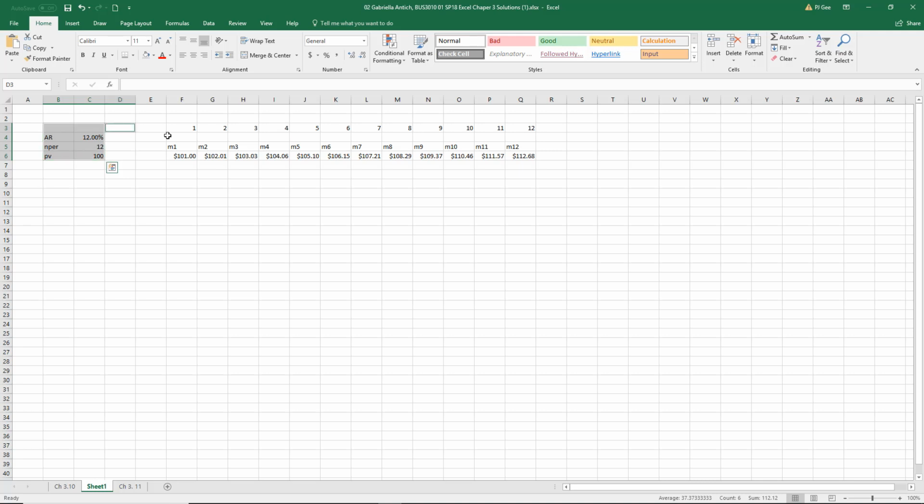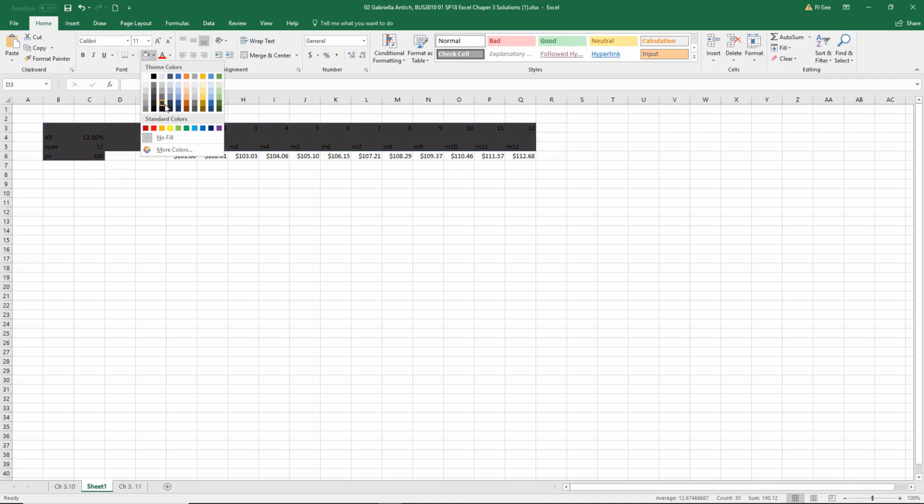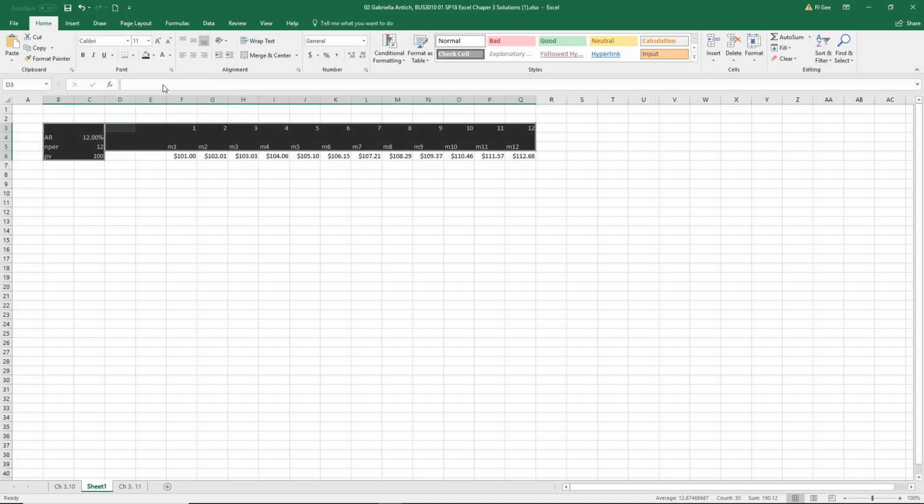Hold down Control, and I want to grab all of these numbers, and I'm going to flood that with my favorite dark blue, which is something like that. Hit it with white text and bold it up. Okay, so there we go. Looks a little bit better there.